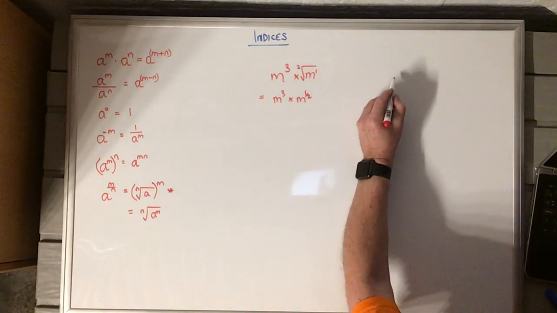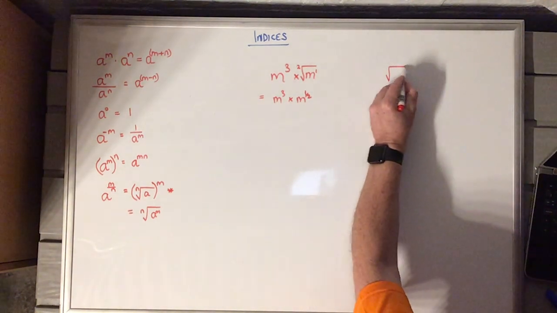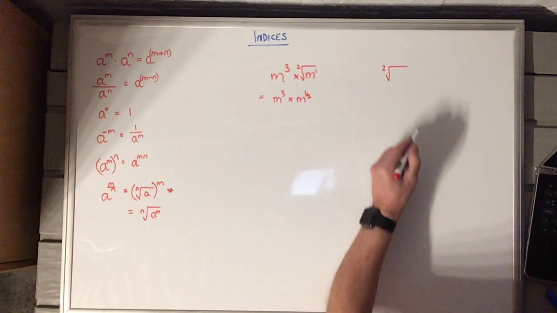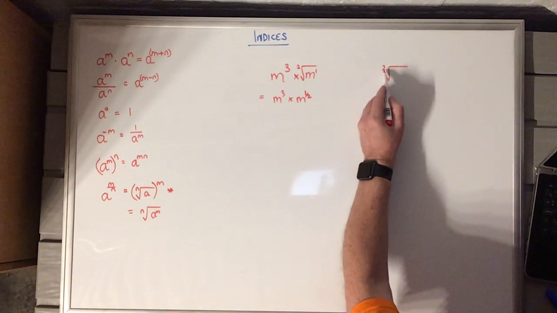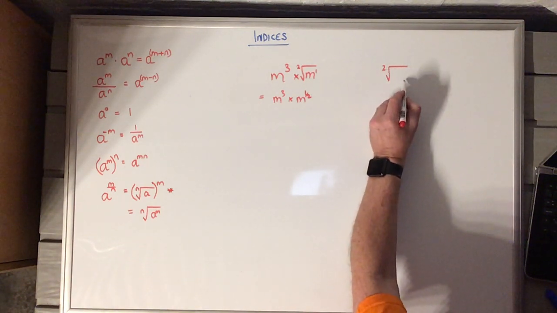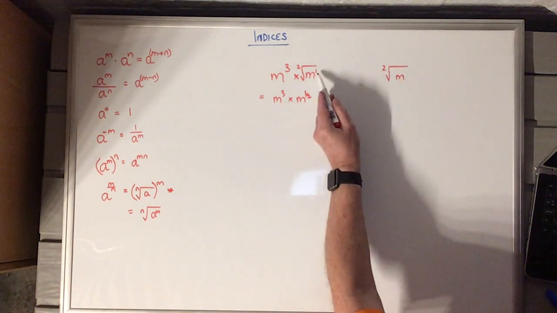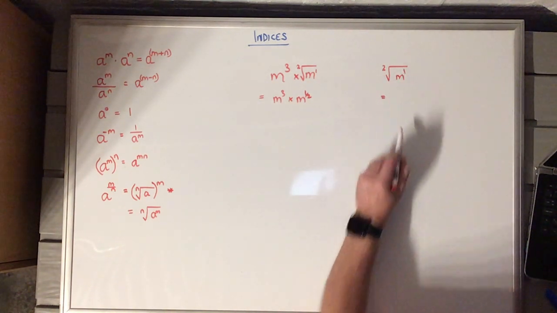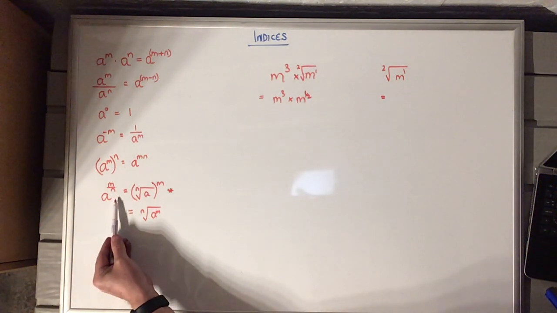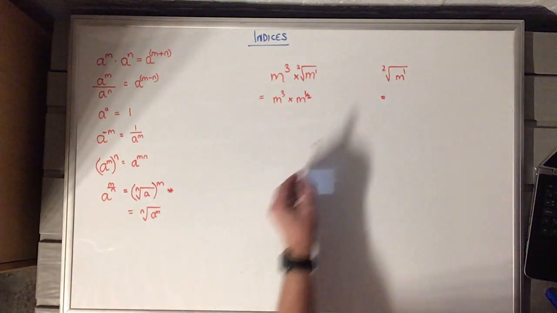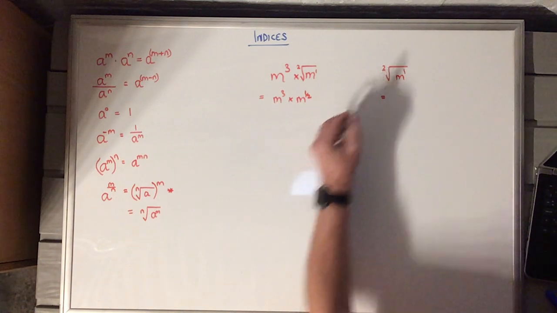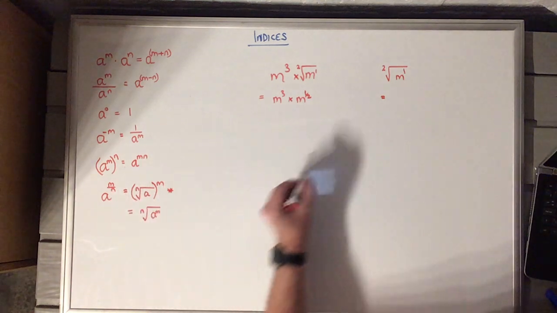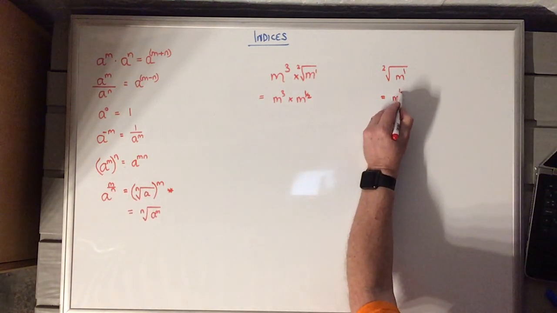Okay, let me just explain this a wee bit better. When you have the square root, we have a 2 here that you never see. The normal square root sign is just that, but there should be a 2 there. And we have an m in here, and again we don't see the power here, but the power is 1. So using this rule here, okay, the root power is the bottom of the fraction, and the m power is the top of the fraction, so it's m to the half.